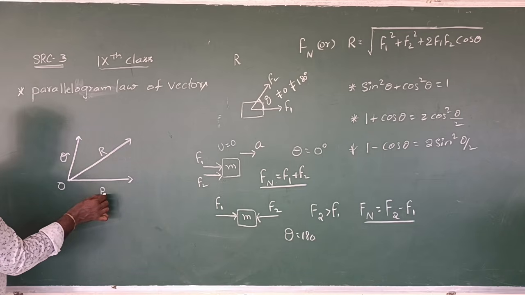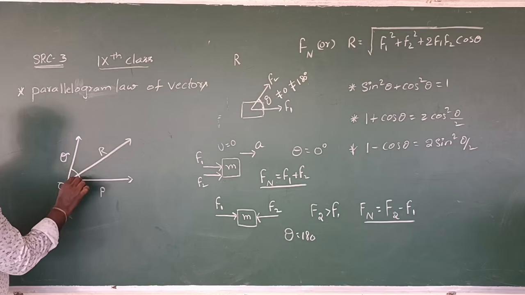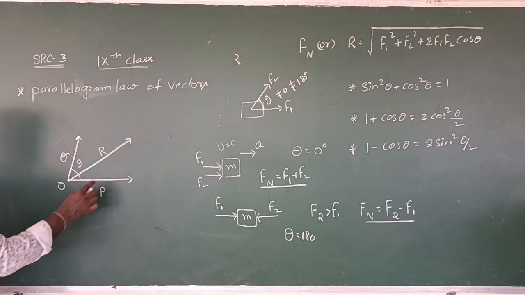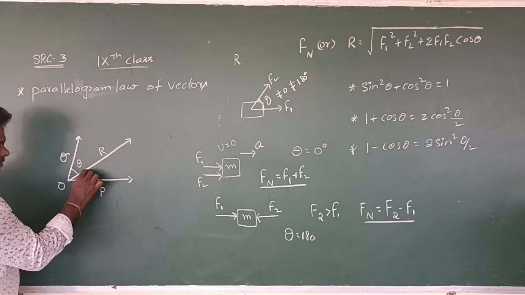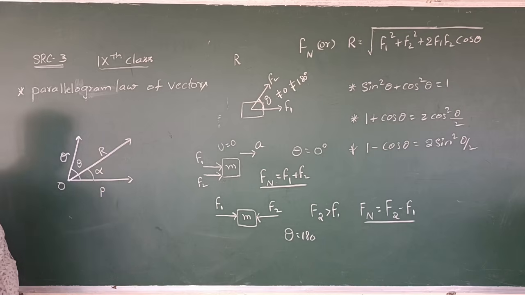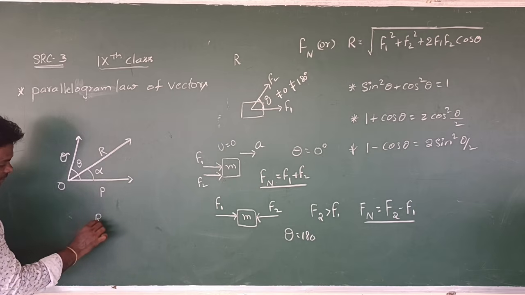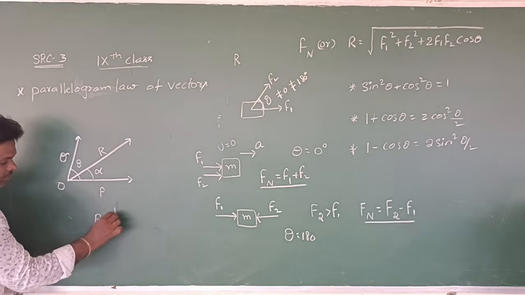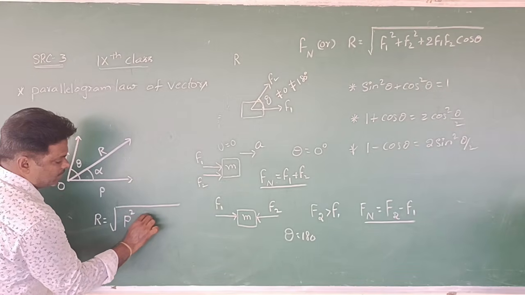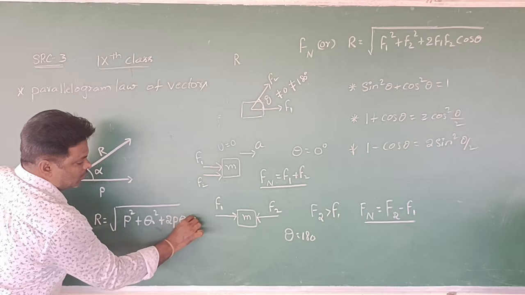So this is the first force and this is the second force, and the angle between these two is theta. The direction made by this resultant with the first vector is taken as alpha. Now, what is the formula for the magnitude of the resultant? R is equal to root over P square plus Q square plus 2PQ cos theta.